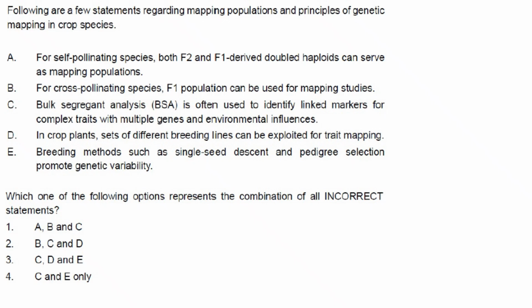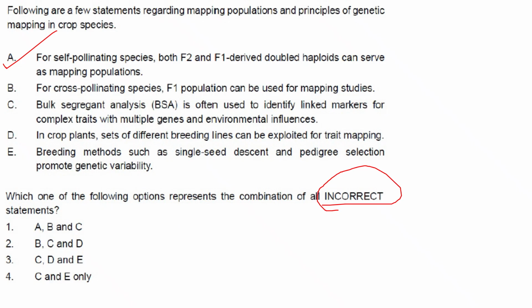Then the next one: the following statements are made regarding mapping population and the principle of genetic mapping in crop species. You have to find out the incorrect statements. Now the first one: for self-pollinating species, both F2 and F1-derived double haploids can serve as mapping population. 100% correct. How are these double haploids produced?